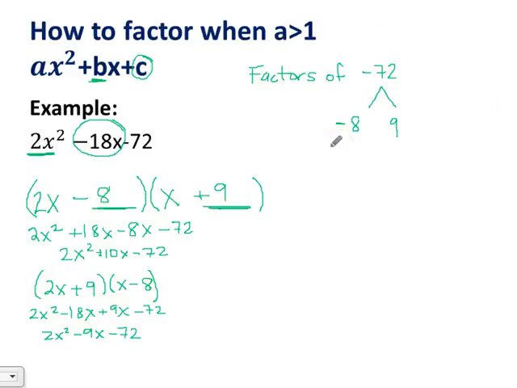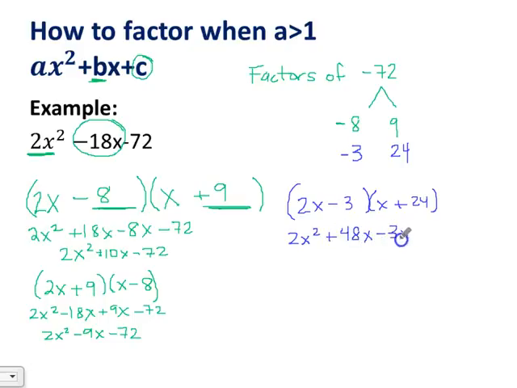So I know 72 is also divisible by 3. 3 times 24, but one of them has to be negative. So let's try a negative 3. So again, we've got a 2x and an x. We've got to try a negative 3 and a positive 24. So trial and error, 2 times x is 2x squared. 2x times 24 is plus 48x minus 3x. Right away, I'm looking there and I know 48x minus 3x is not going to give us that negative 18. So I'm going to stop there.